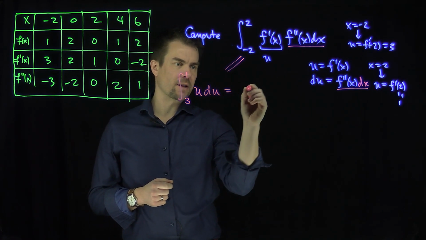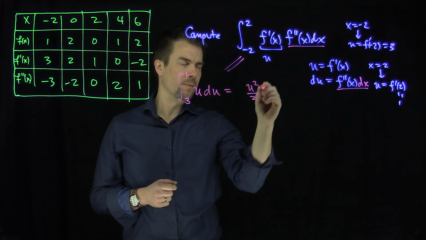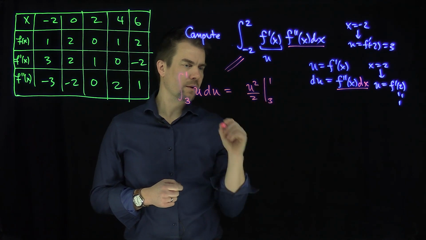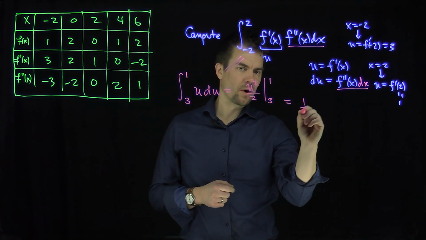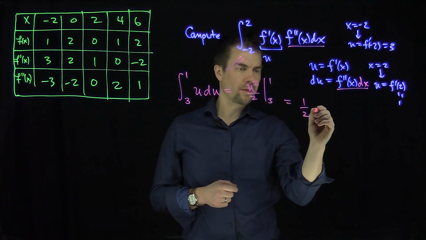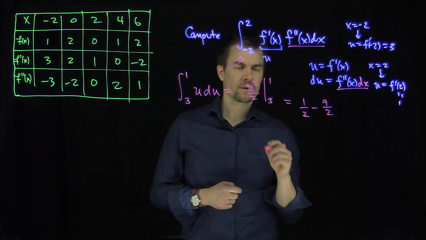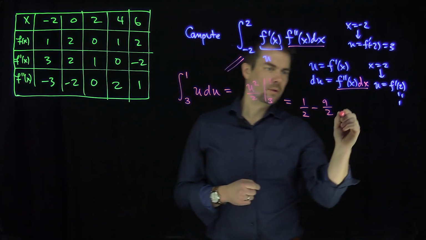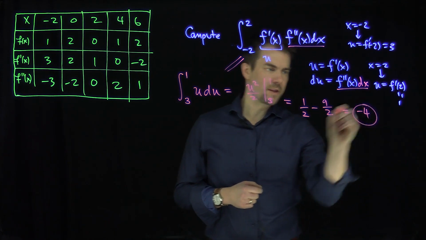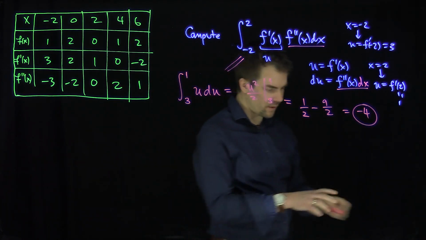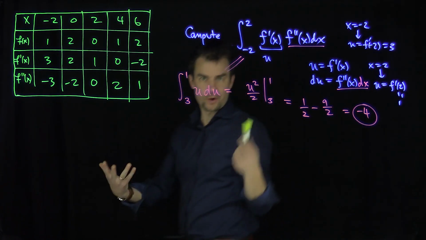And now that's easy to integrate. That's just going to be u squared over 2 from 3 to 1. When I plug in 1, I'm going to get 1/2. When I plug in 3, I'm going to get -9/2. So I get a total of -4. So that integral is going to be -4. So that was an example of doing a u substitution.